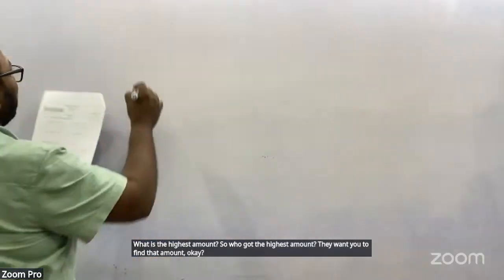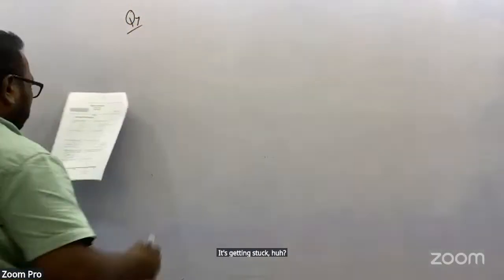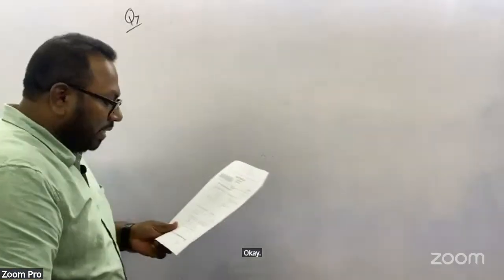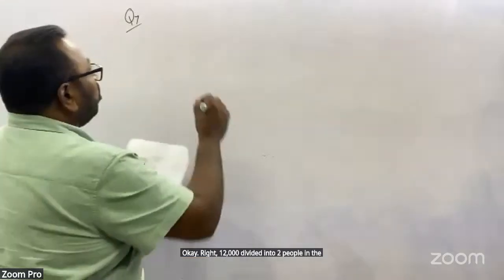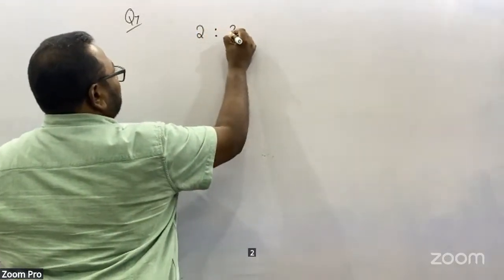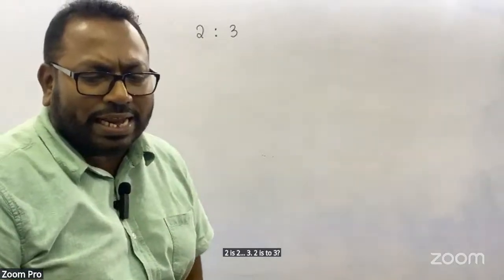It's getting stuck, huh? Question number 7. If 12,000 is divided into two people, right, 12,000 divided into two people in the ratio 2:3. Is it still lagging, guys?